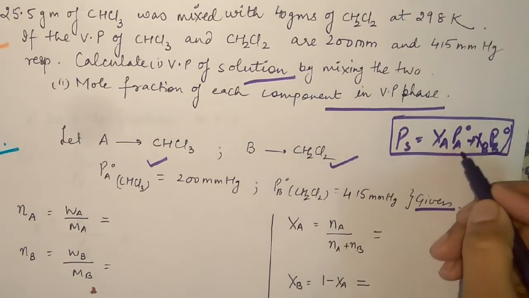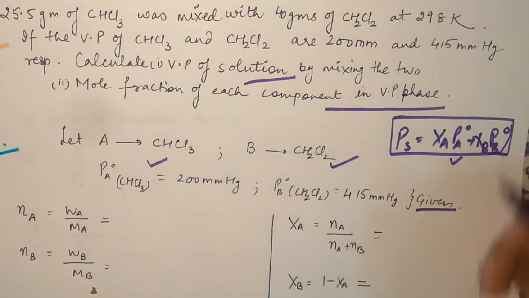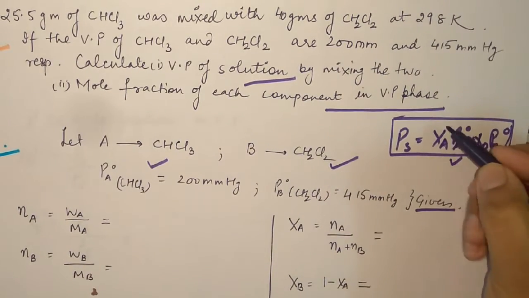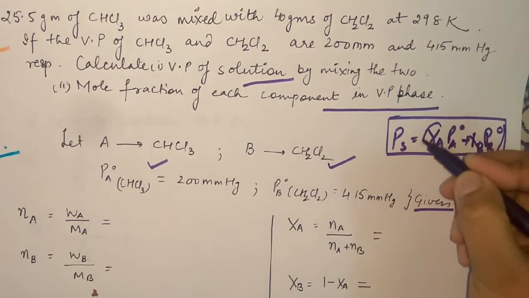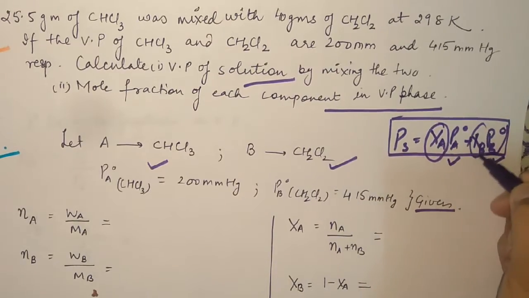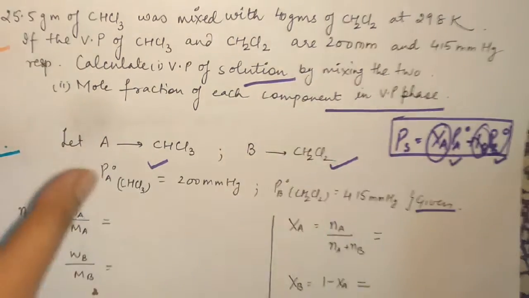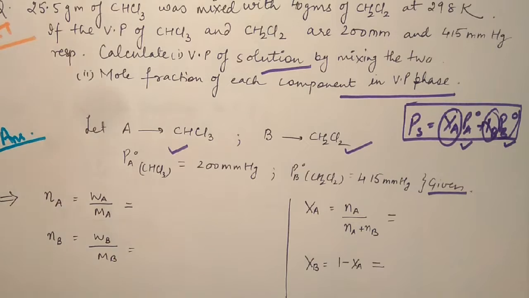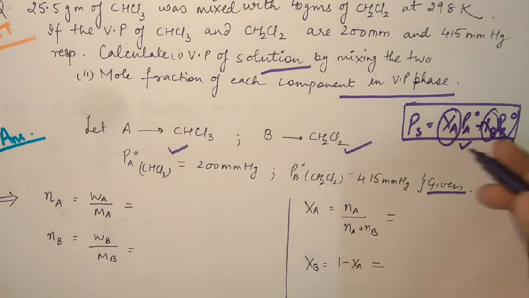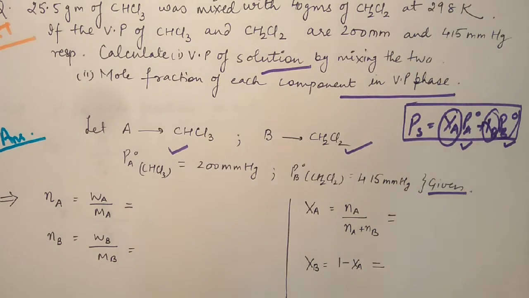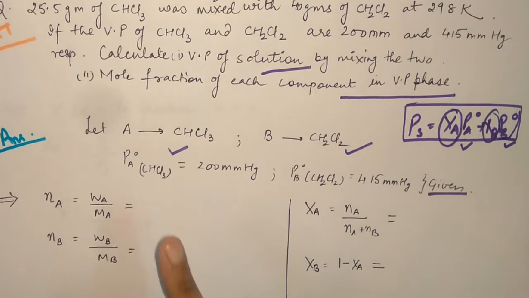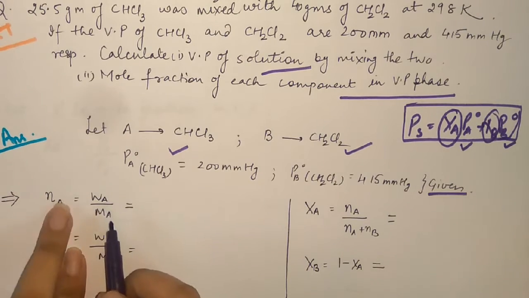So you have to calculate this PS. For that purpose, we already have PA naught, we already have PB naught. So what exactly do you want? You want XA and you want XB. Then only you can calculate PS, isn't it? Now see, in order to calculate XA, that is the mole fraction of A, we have to calculate the number of moles of A first. A is chloroform. So first we will calculate Na.